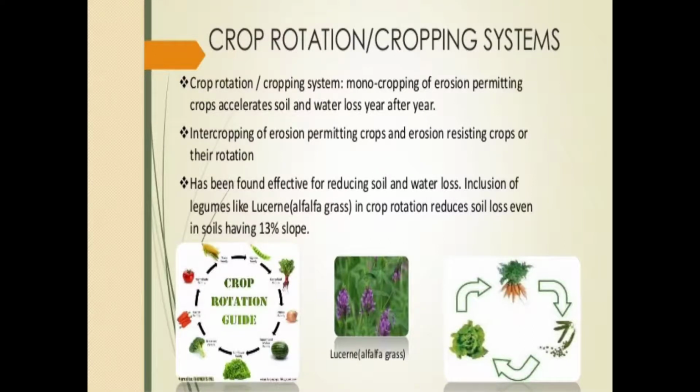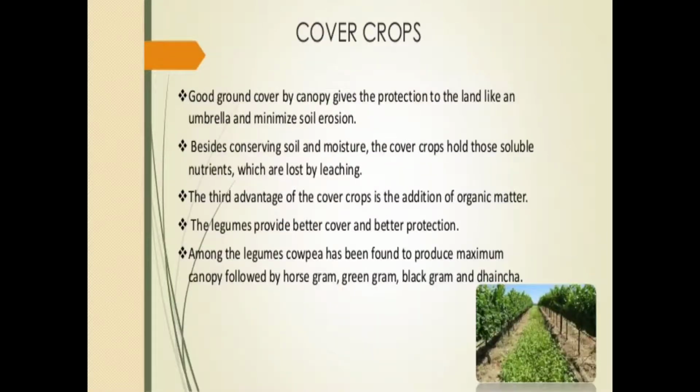Here in the crop rotation figure, the different crops are rotated in a year, and that is very helpful against soil erosion. And in the second figure, there is the lucerne grass or alfalfa grass in the picture, showing that it is helpful in controlling the soil erosion. So the crop rotation or the cropping system plays a very important role in controlling the soil erosion. Then the use of cover crop is also one of the important practices used for the conservation of the soil as well as the water in the rain-fed area.